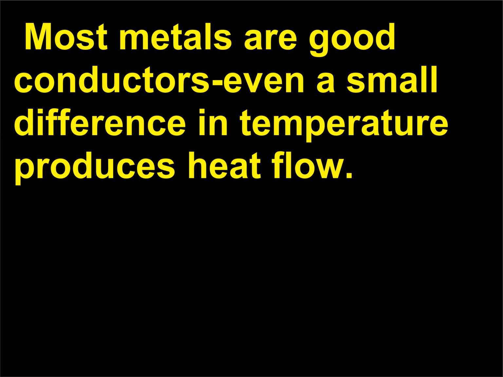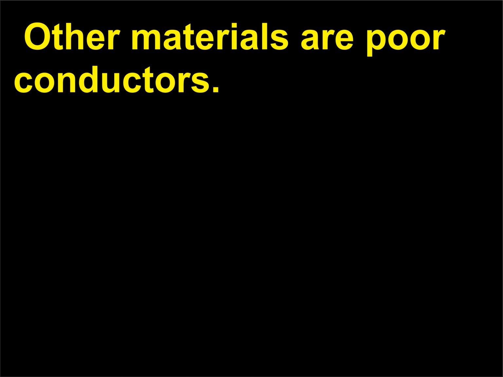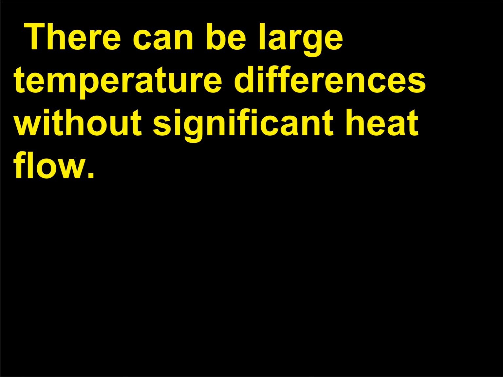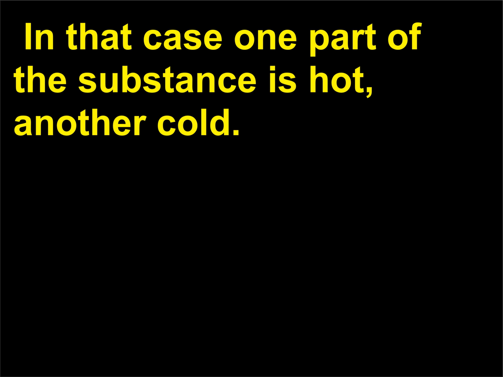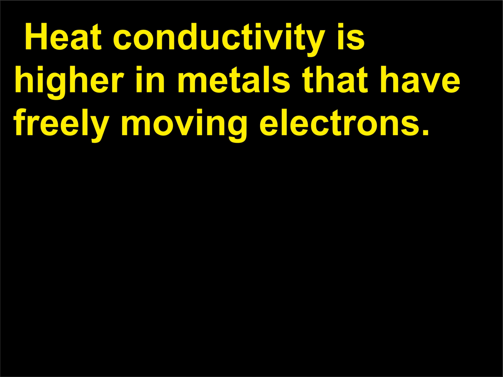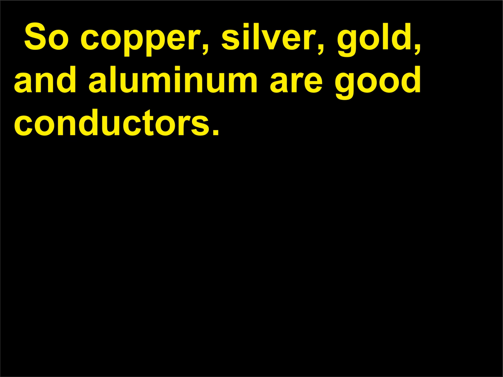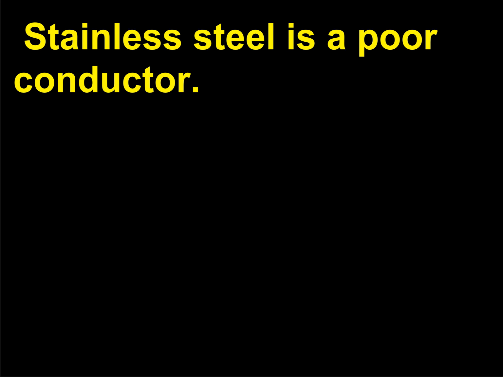Most metals are good conductors. Even a small difference in temperature produces heat flow. Other materials are poor conductors. There can be large temperature differences without significant heat flow. In that case, one part of the substance is hot, another cold. Heat conductivity is higher in metals that have freely moving electrons. So copper, silver, gold, and aluminum are good conductors. Stainless steel is a poor conductor.